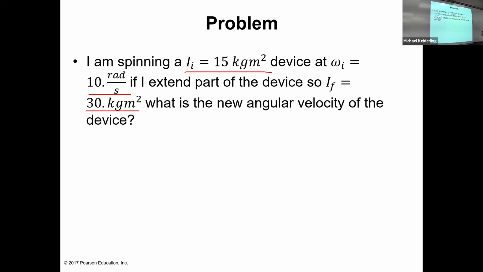Now, if you're spinning a moment of inertia 15 kilogram meters squared device at an angular velocity of 10 radians per second, if I extend a part of the device, so the moment of inertia changes to 30 kilogram meters squared, what is the new angular velocity of the device? So it'd be like this. I have something like this, and then I stretch it out. That changes the moment of inertia.